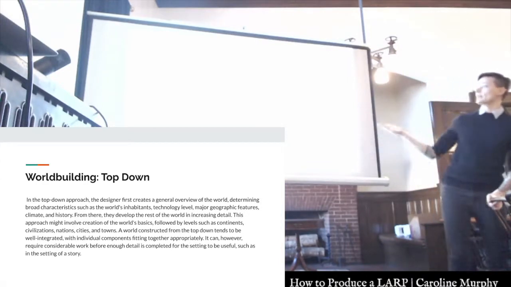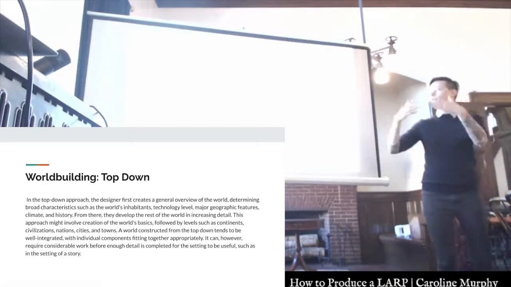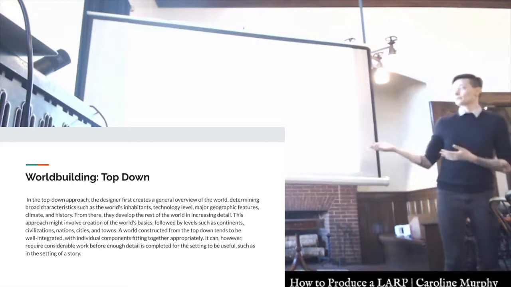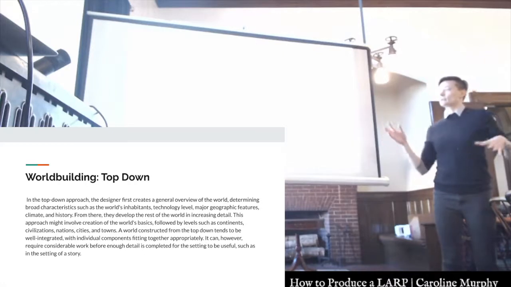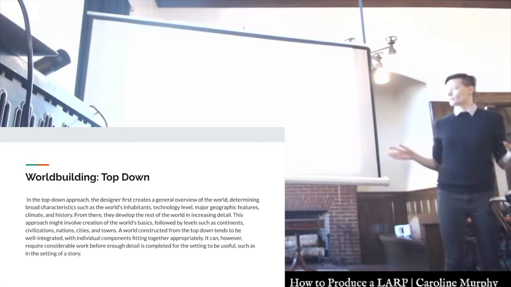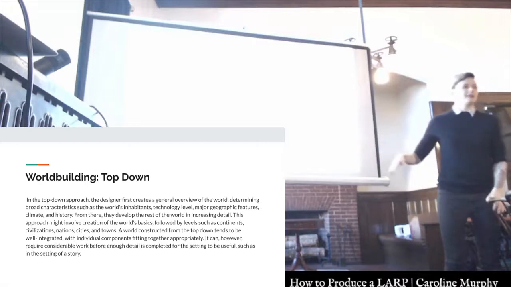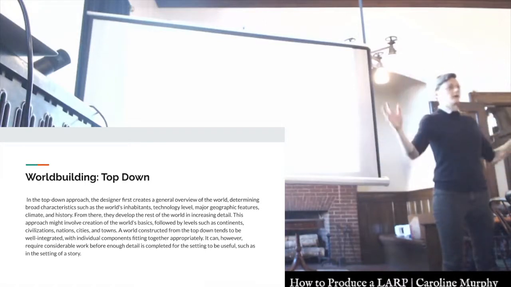In top-down, the designer first creates a general overview of the world, determining broad characteristics such as the world's inhabitants, technology level, geographic features, climate, history. From there, the rest of the world is developed in increasing detail. You kind of get the idea here, right? You're starting with a very broad concept of, I want this world to feel like this.